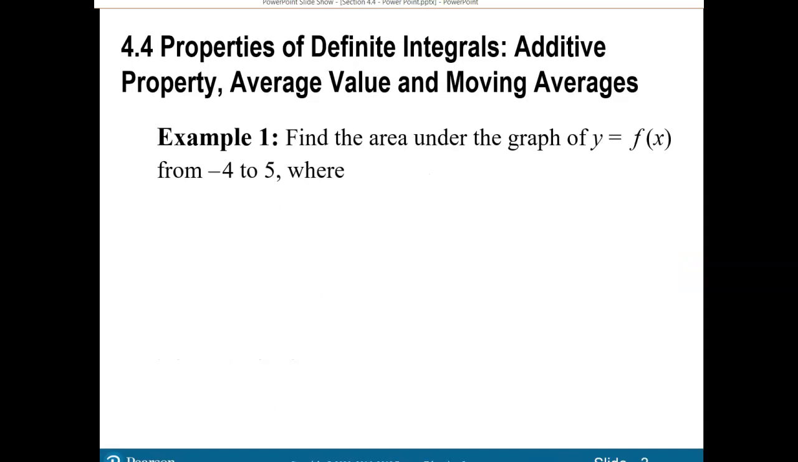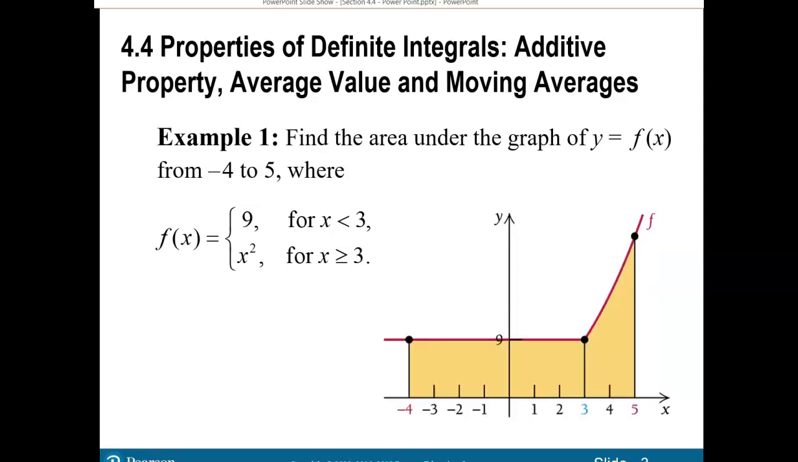All right. So we're going to find the area under the graph of the function y equals f of x from -4 to 5, where our function is defined as the piecewise function f of x equals 9 if x is less than 3, and it's equal to x squared if x is greater than or equal to 3. So if I were to graph this function, this is what it would look like.